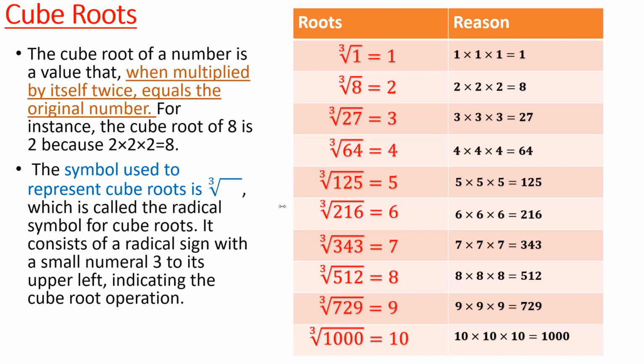Okay, thank you. And Bree, can you read the cube root definition? The cube root of a number is a value that, when multiplied by itself twice, equals the original number. For instance, the cube root of 8 is 2 because 2 times 2 times 2 equals 8. The symbol used to represent cube roots is the radical symbol for cube roots. It consists of a radical sign with a small numeral 3 to its upper left, indicating the cube root operation.